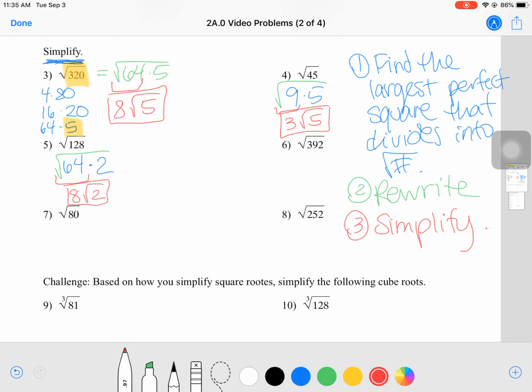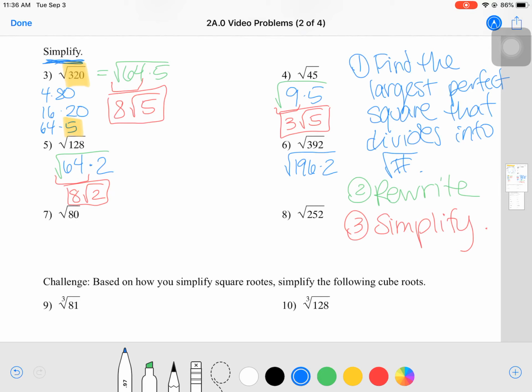Your goal here is to shrink down your numbers. So my numbers at the end are much smaller than my numbers were at the beginning, but these have equivalent values. If you type square root of 45 in your calculator and you type 3 root 5 in your calculator, you will get the same answers. Just to give you a couple more examples again, 392, the biggest perfect square that goes into 392 is 196. That was 14 squared.